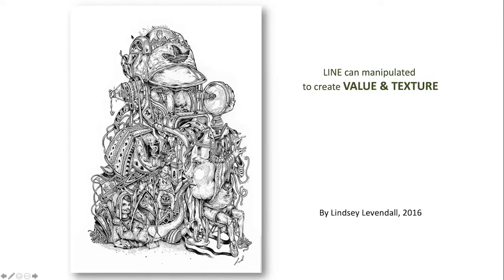So when you get more detailed with line, you can start to create value and texture through line, or what we call linear value. So how are they changing the lines to create the idea of midtones or shadows? Matthew, what do you notice?